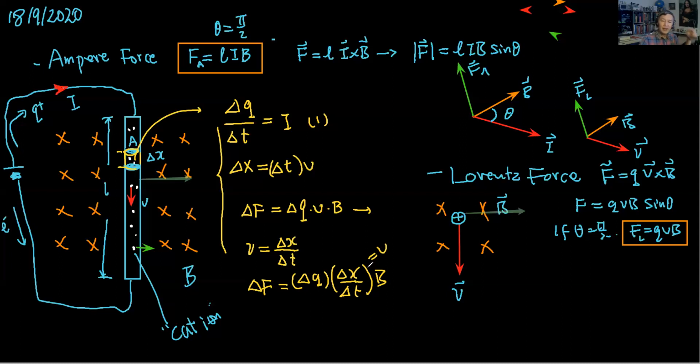Now, by definition, this term equals velocity. Here we are not interested in velocity. Can we just do some trick? Can we shift this delta Q under delta t, and put delta x there? What do we get? That's I. Can you see I and B here now? We didn't say L yet. This is I B multiplied by delta x.